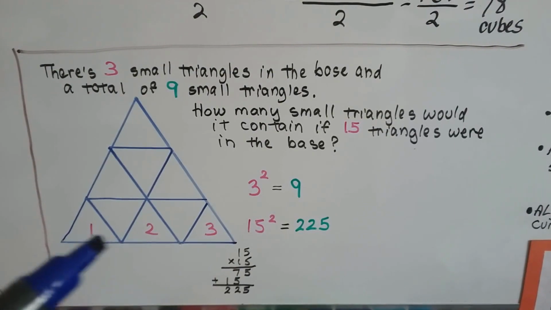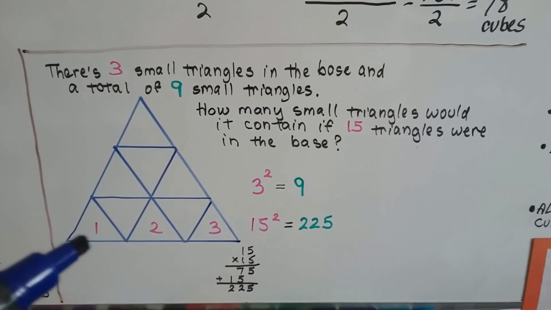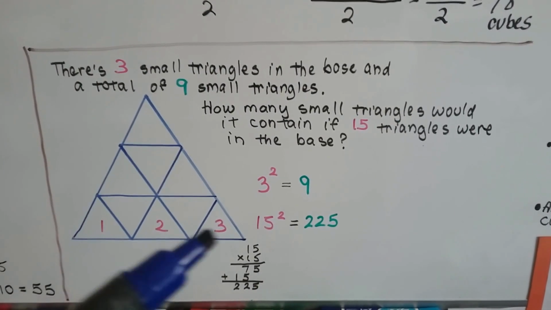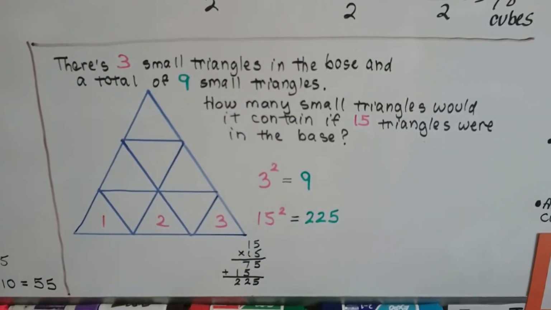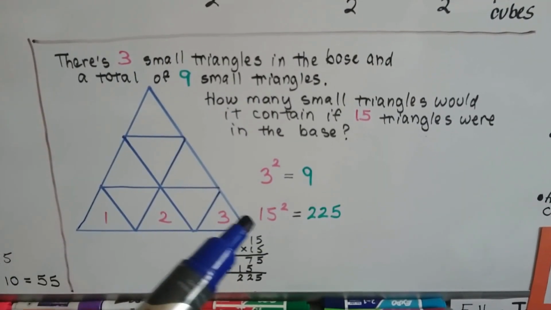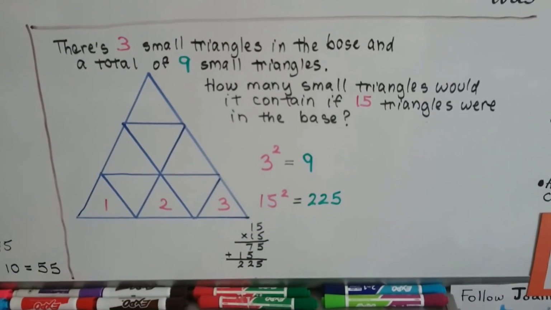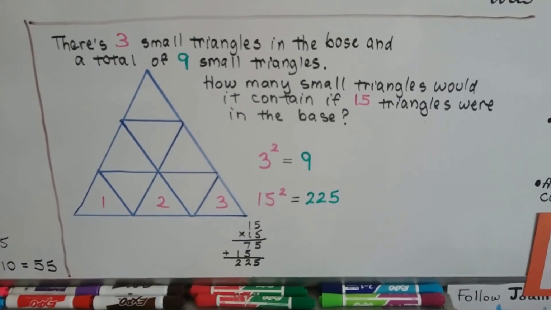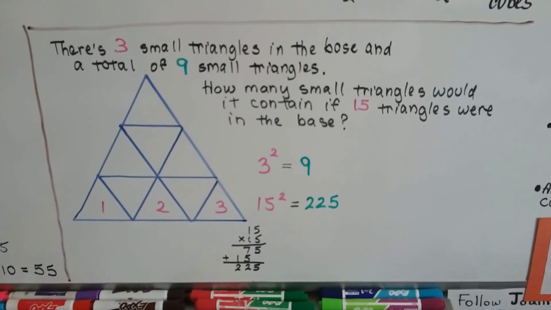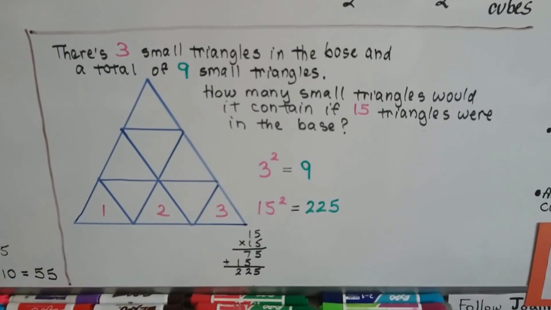Well, there's 3 along the base and a total of 9, so we could say 3 squared equals 9. So if there were 15 along the base, we could do 15 squared. That would be 225 small triangles. See? You can use a pattern to help us solve it.